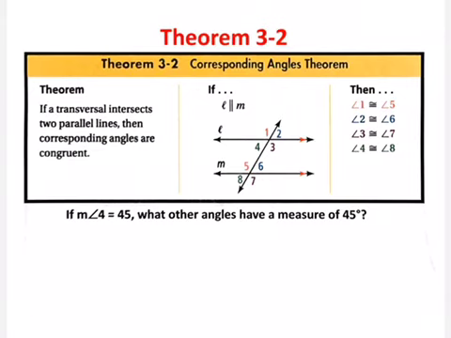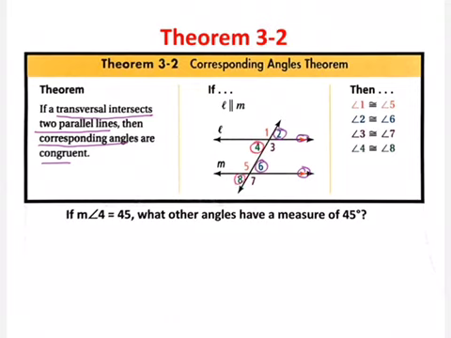If the measure of angle 4 is 45, what other angles have measures of 45? Well, before we answer that, we need to figure out what we're talking about. So theorem 3.2, the corresponding angles theorem. If a transversal intersects two parallel lines, so we've got parallel lines again, then your corresponding angles are congruent. So remember, these are the angles that are in the same general location in the 4 angle groupings. So in this case, 2 is in the top right of its 4 angle grouping, and angle 6 is in the top right. Since we have parallel lines, 2 and 6 would be congruent.